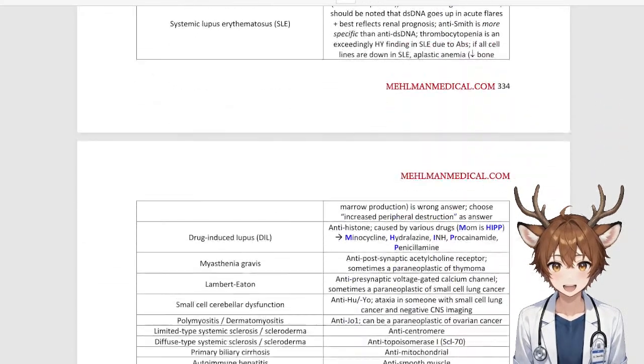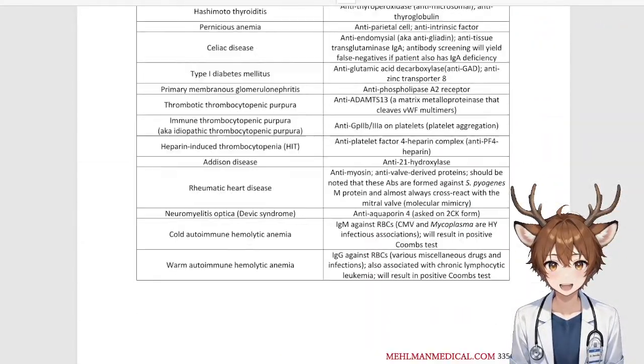Where are we with this? We're pretty close to done, I believe. Yeah. Oh, well, that's okay.